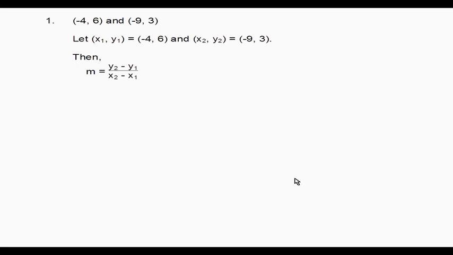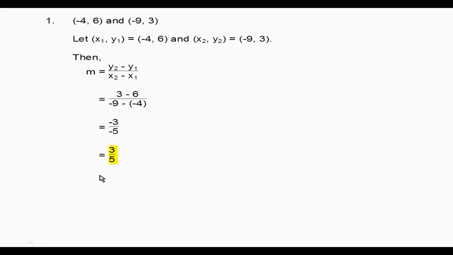Our numerator, remember, is the difference in the y's. So we're going to have 3 minus 6. My denominator, negative 9 minus negative 4. And then we just do the number crunching. In the numerator, 3 minus 6 is negative 3. And my denominator, negative 9 minus negative 4, that's really negative 9 plus 4, so I have negative 5. So I end up with negative 3 over negative 5. A negative over a negative is positive, so the slope is 3/5.